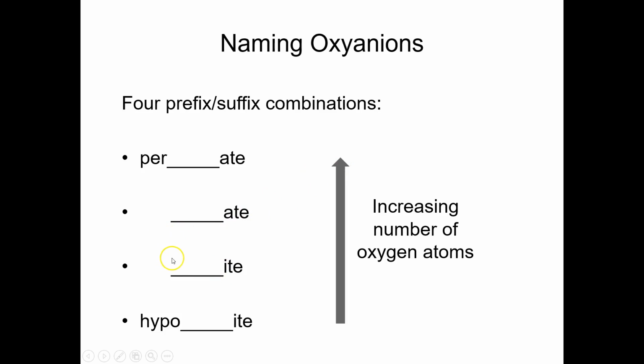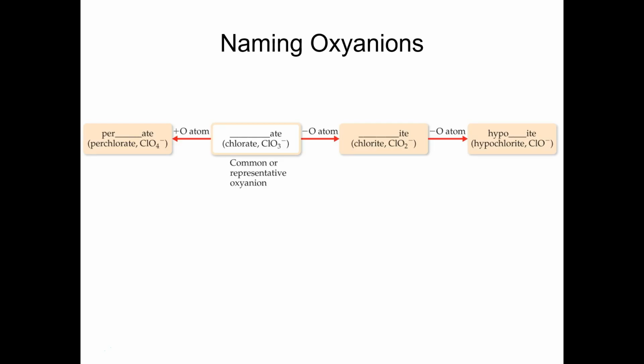Something that ended in ite would have 1 more oxygen than something that was hypo-ite. Something that ended in ate would have 1 more oxygen than the ite, and something that was per-ate would have 1 more oxygen than the ate. Again, this sounds kind of weird. What's an example? Your book gives you the example with chlorine. So the blank, because we're talking about chlorine, would be chlor. And so the chlorine oxyanion that has the most oxygens, ClO4 minus, is perchlorate.